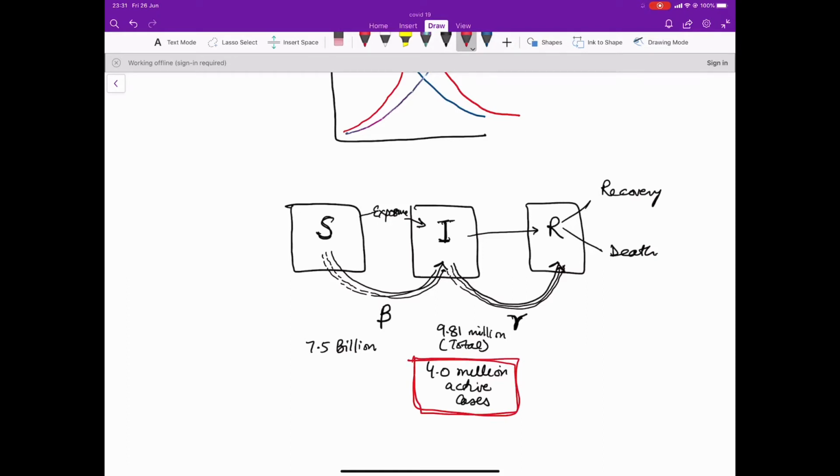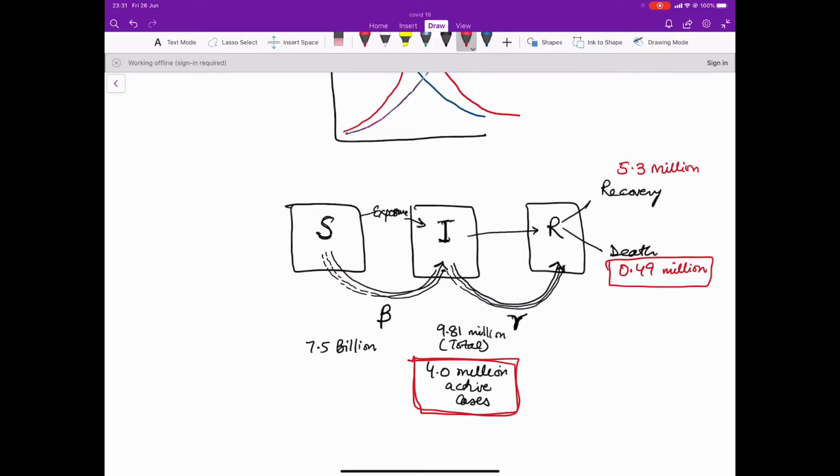Now, similarly, those people who have recovered and died: as far as death is concerned, as of today, the total number of deaths, if I convert it into right figures, is 0.49 million. So right from the beginning of this pandemic up till date, 0.49 million people have died, while 5.3 million people have fully recovered.